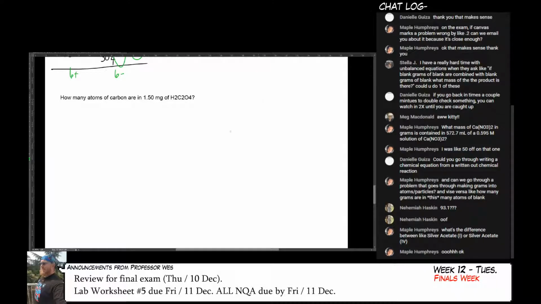So how many atoms of carbon are in the sample? So I have this many milligrams of that. Obviously, the first step that I'm going to want to do is turn this into grams. And then the next step that I'm going to want to do is turn it into moles, because that's what we've been doing all quarter, right?